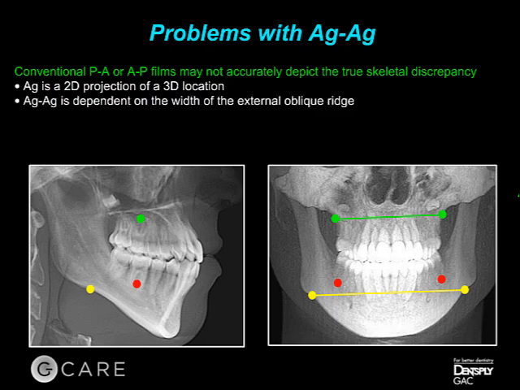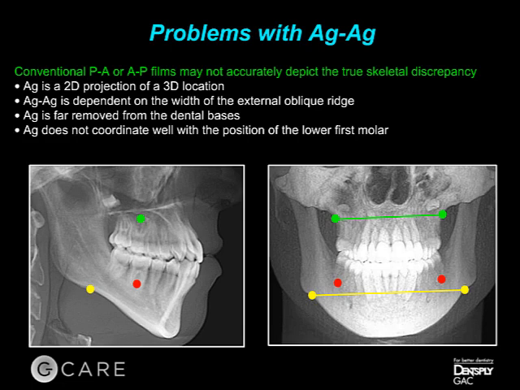The anatomy of patients' external oblique ridge is variable. So even though the actual dentition and the base of the dentition may not change, this part out here by the external oblique ridge can vary from person to person. Also, this is very far removed from the dental base. Unlike MXMX, which is really close to the dental base, AGAG is somewhat far away. While MX correlates well with the position of the first molar, AG really doesn't correlate with anything, so it's really difficult to have a good relationship between these two.